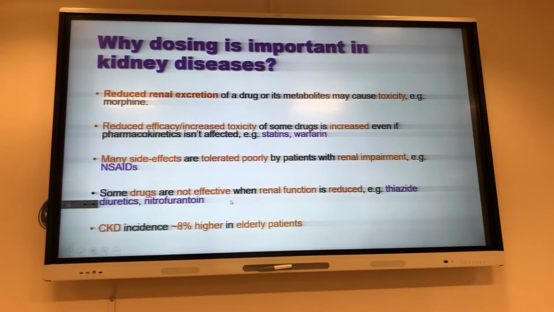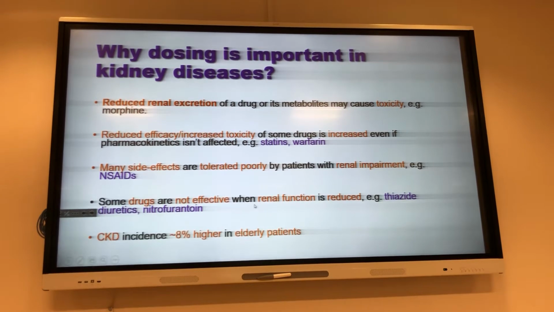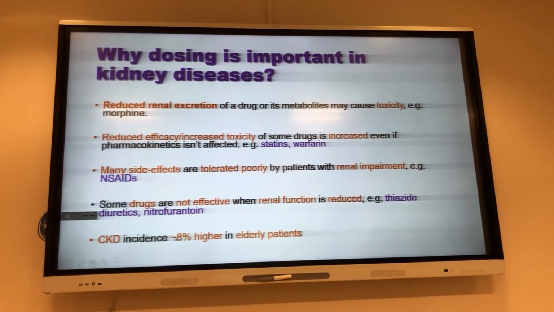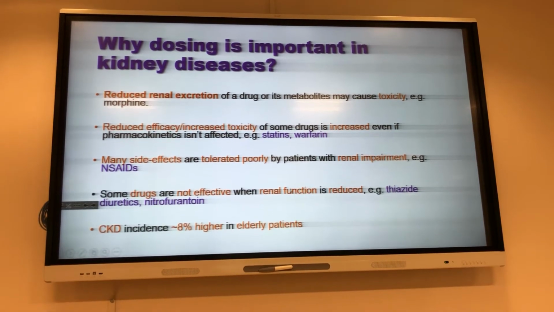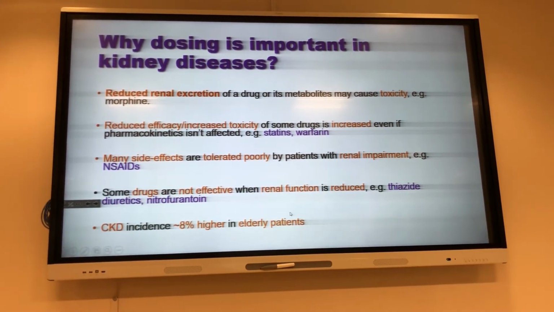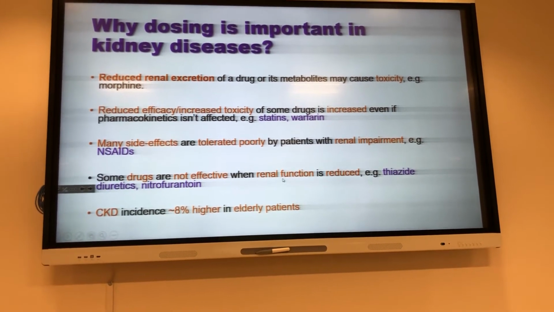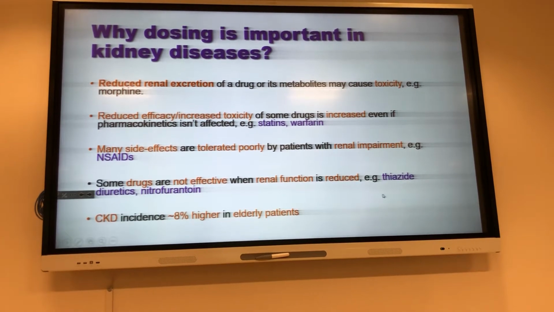We need to be careful or cautious when we give drugs to patients who have kidney issues. CKD incidence in elderly patients is higher by 8%. This is also an issue, because aging is a risk factor for developing CKD.